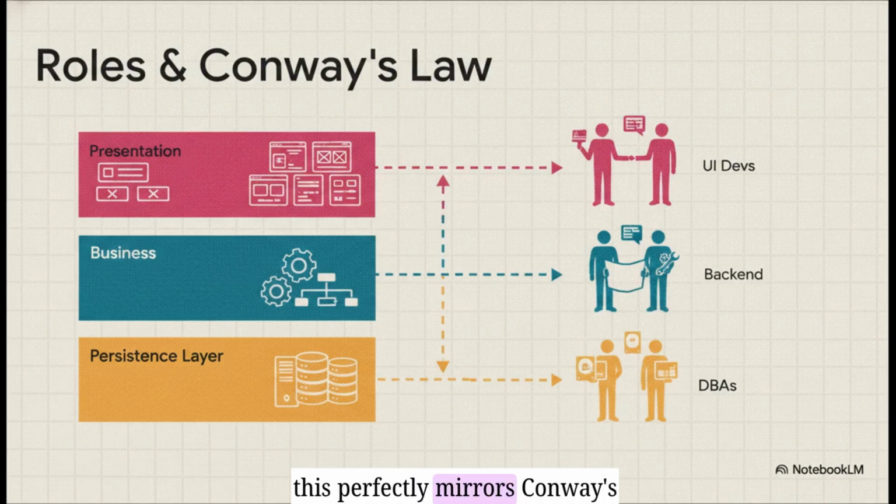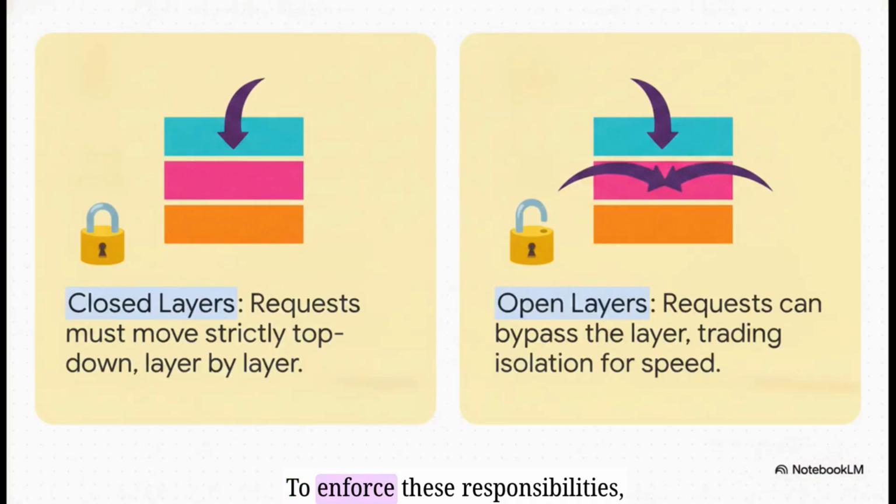Interestingly, this perfectly mirrors Conway's law, which basically states that systems reflect the communication structures of the organizations that build them. It's a natural fit because companies already have dedicated teams of UI developers, back-end logic developers, and database administrators. To enforce these responsibilities, we use the concept of layers of isolation. This dictates whether a layer is closed or open.